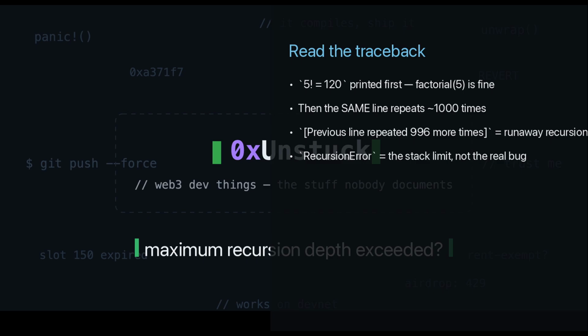First, factorial of 5 worked, so the function isn't wholly broken, it's an input problem. Second, one line repeating hundreds of times means the recursion isn't shrinking toward a stopping point. And the RecursionError itself is just Python's safety limit tripping. It's the symptom, not the cause. The cause is always upstream. Which input fails to reach the base case, and why?